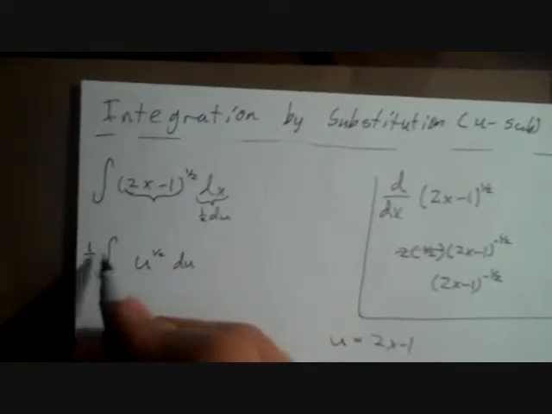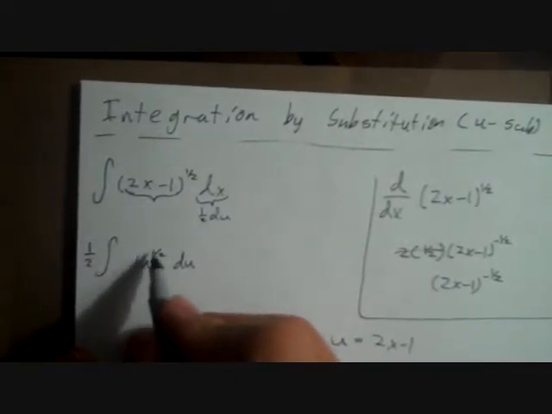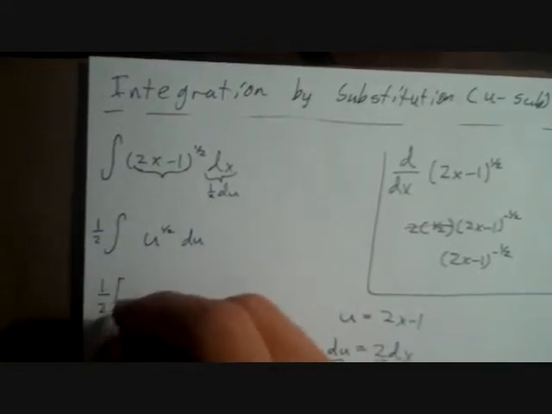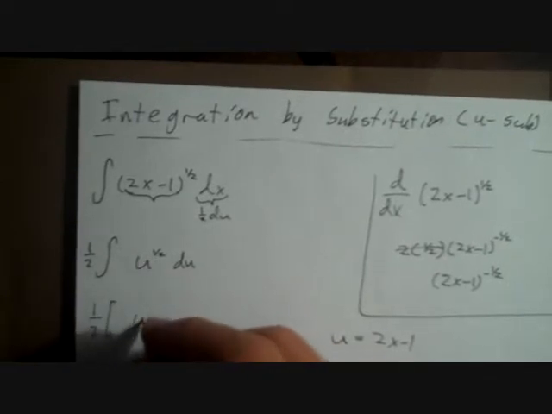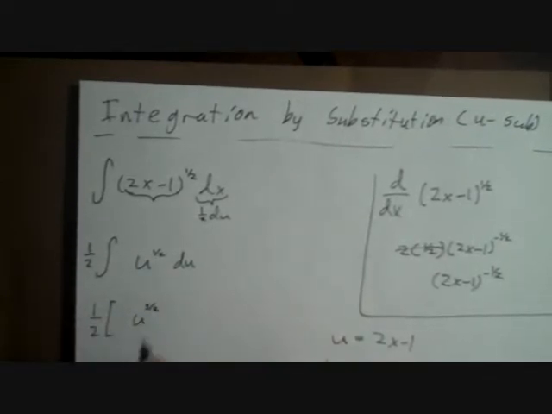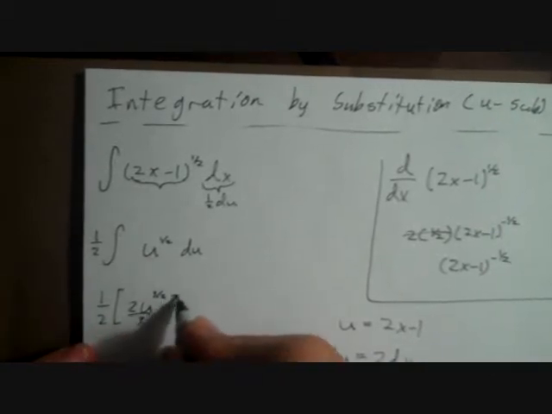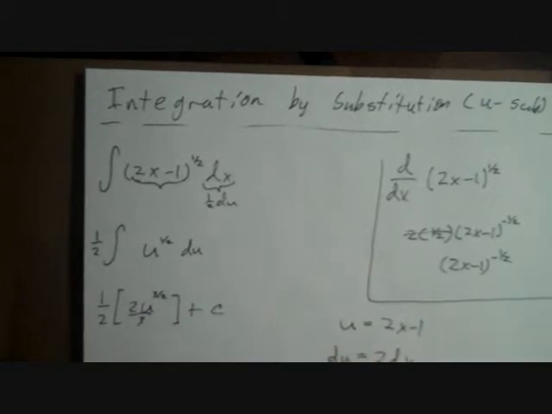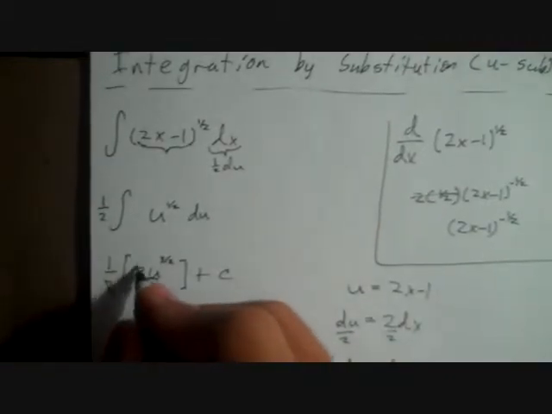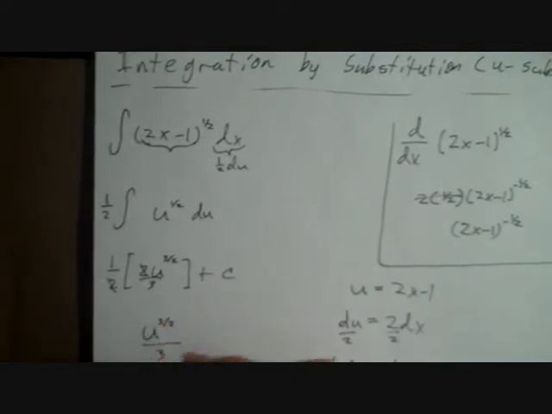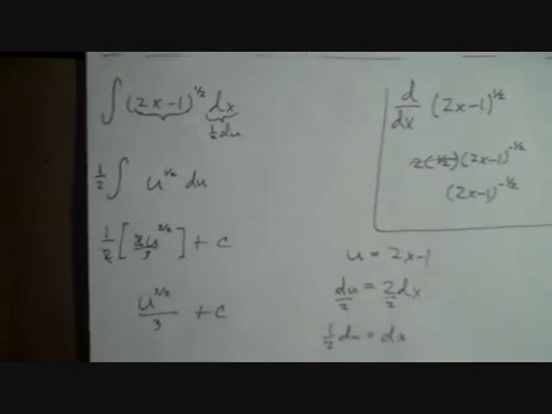So now, this is really easy. The 1/2 times the integral of u to the 1/2 du. Well, power rule. So we add 1 to our exponent, so it becomes u to the 3/2, then divide by our new exponent, which is 3/2. So let's just multiply by the reciprocal of our new exponent. So we'll have 2/3, and then, of course, plus our constant of integration. So we have a 2 on the bottom, 2 on the top. Let's cancel those. So we have u to the 3/2 over 3 plus c. Pretty simple.